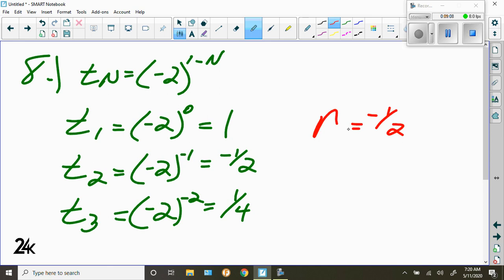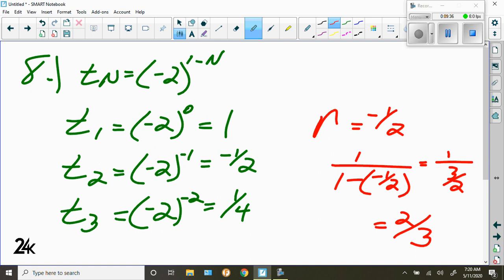So then to do this problem, I would do first term over 1 minus R. So that'd be 1 over 2 halves plus 1 half is 3 halves. And then 1 divided by 3 halves is 2/3. All right. There you are.